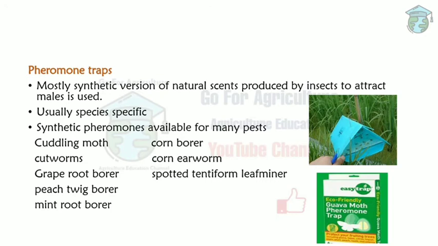In the picture you can see a pheromone trap called the gova moth pheromone trap. For each and every species there are different kinds of pheromones produced artificially.